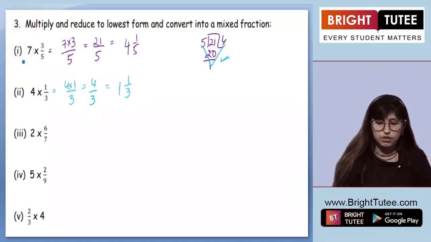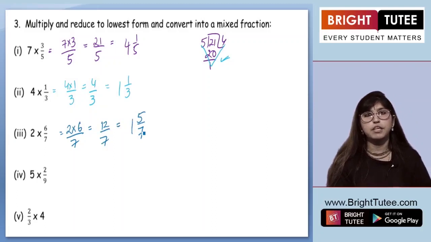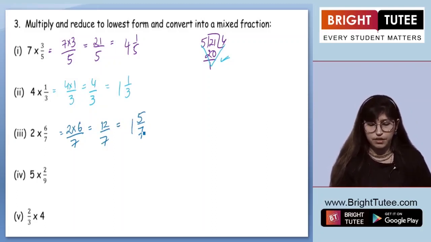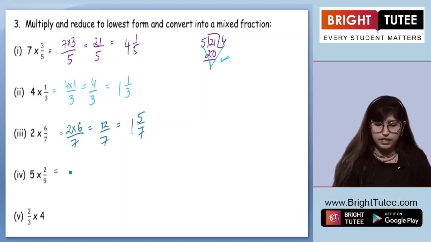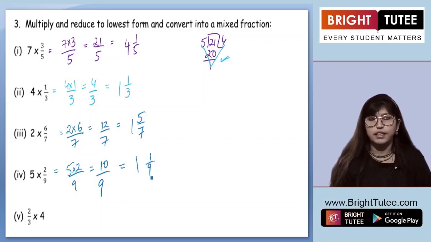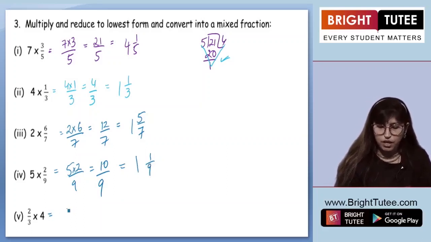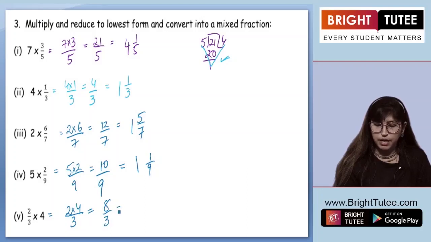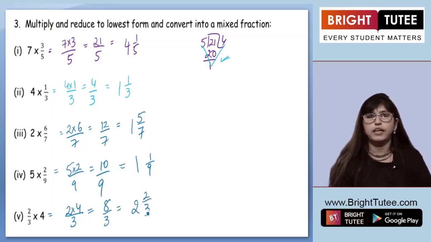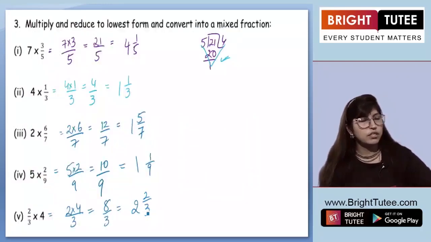Now let's move on to the third part. Over there we'll be multiplying the numerators, so it will be 12 by 7, and we'll be getting the mixed fraction 1 5 by 7. Next, 5 times 2 by 9. Multiplying 5 times 2 by 9 will be 10 by 9. After dividing, we'll be getting 1 1 by 9. Let's move on to the fifth part now. Again, we'll be multiplying the numerator and keeping the denominator the same. We'll be getting 8 by 3, which will be 2 2 by 3. So this is how we can complete the third question.